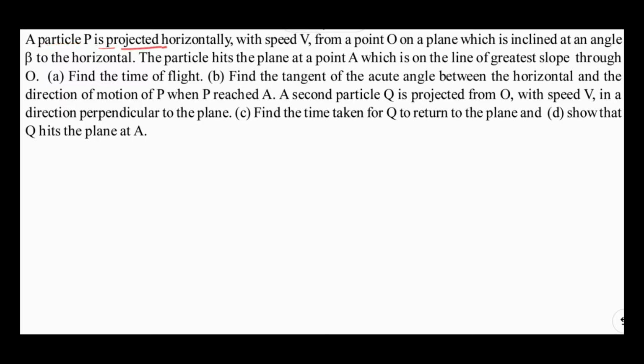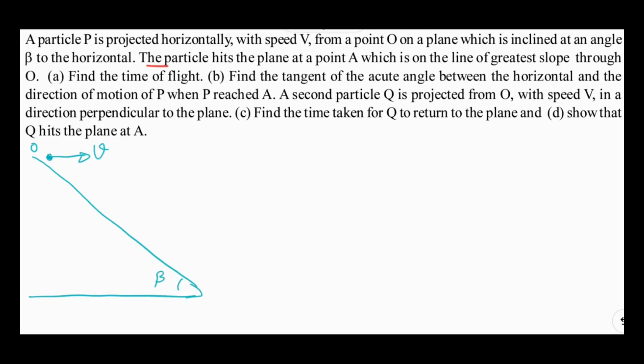A particle P is projected horizontally with speed v from a point O on a plane which is inclined at an angle beta to horizontal. So there is a particle P which is projected horizontally and its speed of projection is given to us. It is projected from point O and it is landing on a plane which is inclined at an angle beta to the horizontal. So the situation should be like this, that a particle is projected on an inclined plane. The inclination of the plane is beta and the particle is projected from some point O. The particle is projected horizontally, so its velocity of projection should be in horizontal direction.